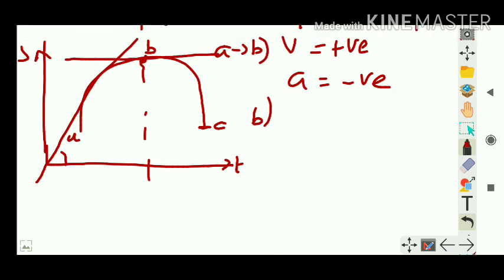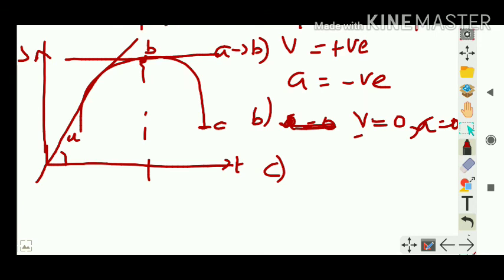Simple. Now at B, at this point, when I draw the slope, it is like this, right? That means the slope is straight. There is no slope, so the velocity is 0, right? Clear? Sorry guys, it is velocity, not acceleration. This is a displacement time graph. Now slope in a displacement time graph means velocity, so the velocity is 0. When velocity is 0, obviously acceleration is also 0, right?